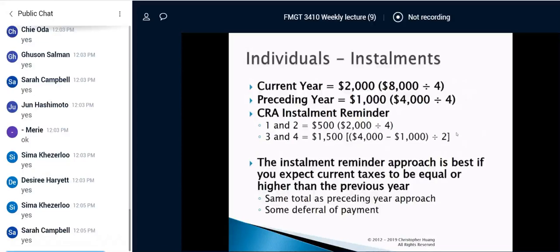If you use the preceding year or the combination method and the final tax bill is higher than what you would be required under those methods, the government will not charge you installment interest. Okay? So as long as you follow the preceding or the combination method, you will not be charged interest, even if the final amount is greater than what is owing.